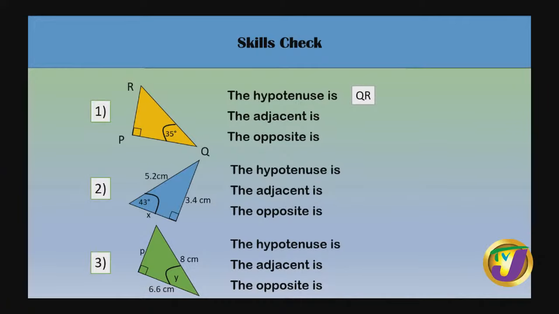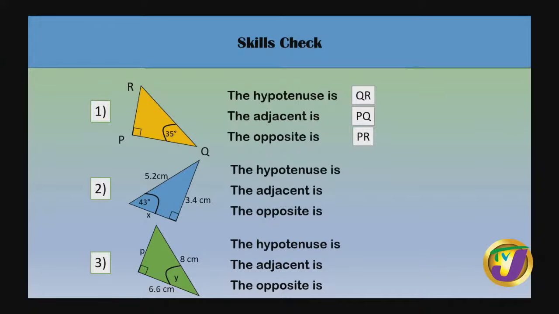So adjacent: in relation to angle 35, which side would be adjacent, beside angle 35? You can easily spot the opposite side, so the adjacent side would be the other side. In this case, our adjacent side is going to be PQ, and the opposite would definitely be PR. So the opposite is the side that's facing the angle in question, PR. All right, so let's look at number 2.